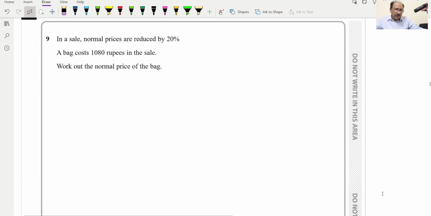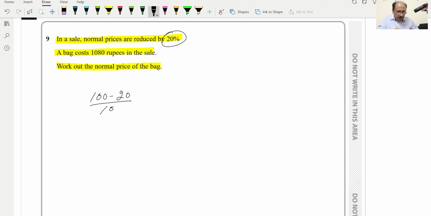Now we can go ahead with question number 9. Question number 9 says, in a sale, normal prices are reduced by 20%. A bag costs 1080 rupees in the sale. Work out the normal price of the bag. So we know 20% means what? 100 minus 20 over 100, and this will be multiplied by x value because we don't know the original price, and the sale price is 1080.